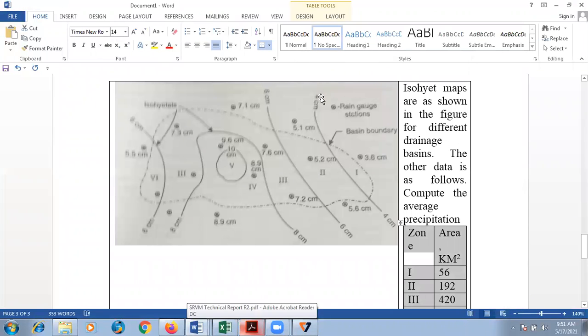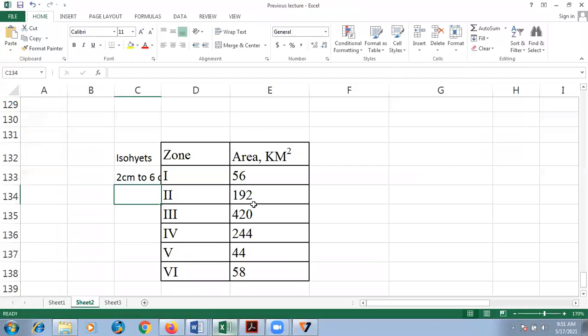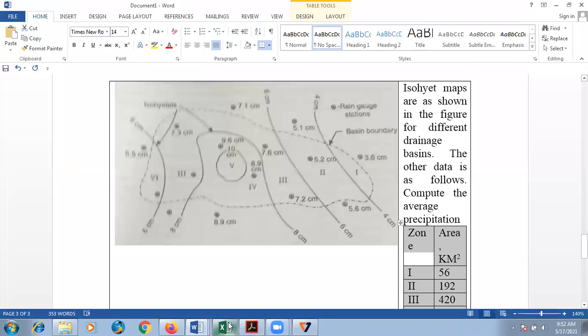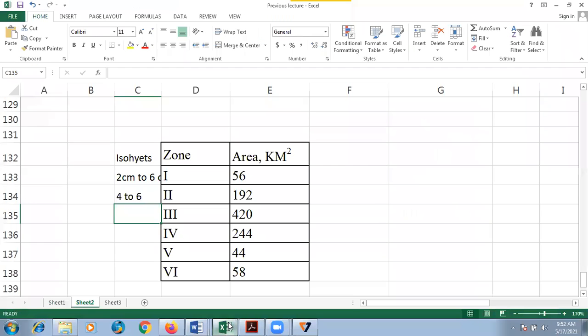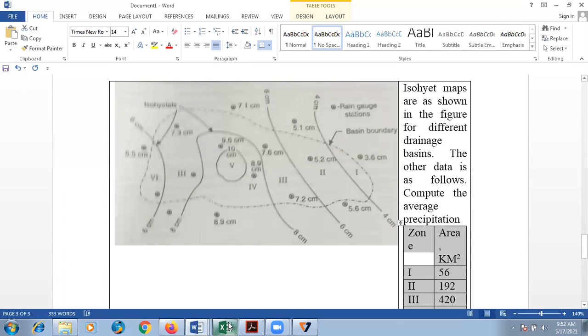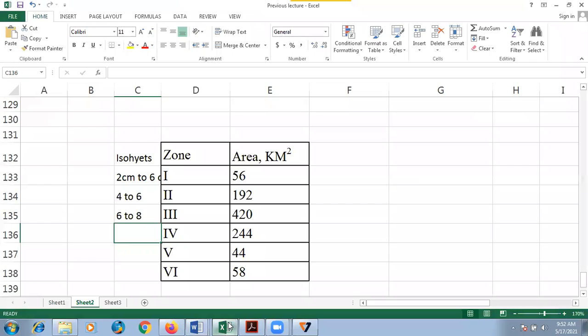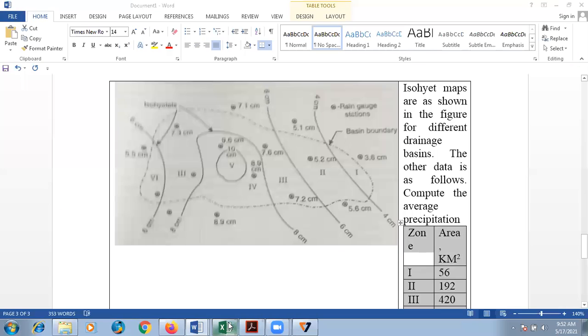Then next one, zone 2. It is already shown in the sketch, very clear, 4 to 6 centimeter. Zone 2. Then zone 3, 6 to 8. Zone 4, 8 to 10. Zone 5, 10 to 12.